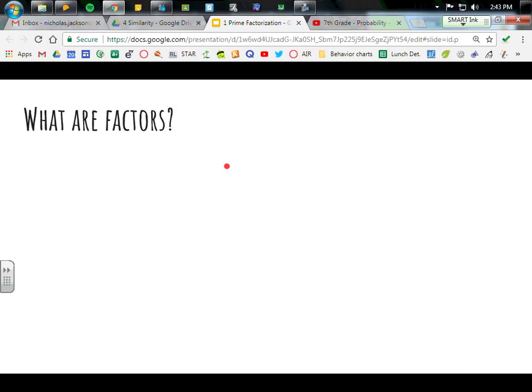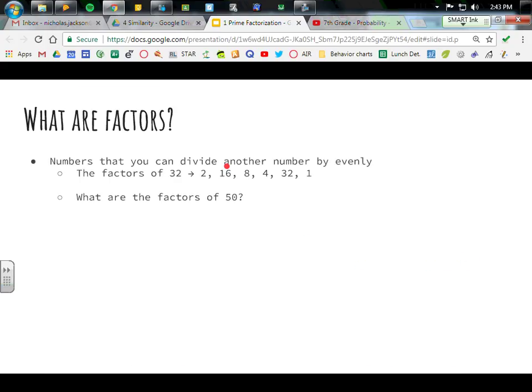Well, what are factors? Factors are numbers that you can divide another number by evenly. For example, the factors of 32 would be 2, 16, 8, 4, 32, and 1, because you can divide the number 32 by any of these numbers and get a whole number as an answer.